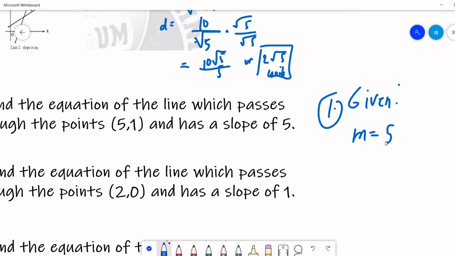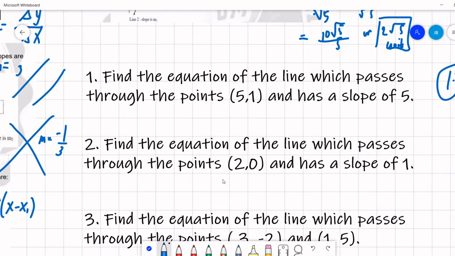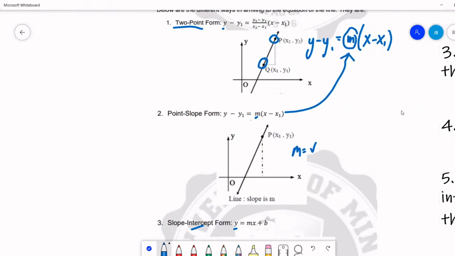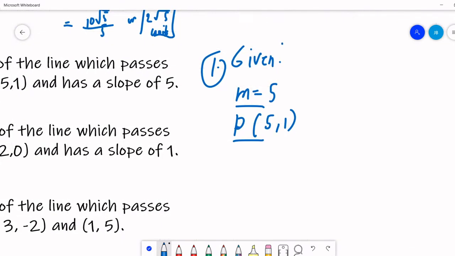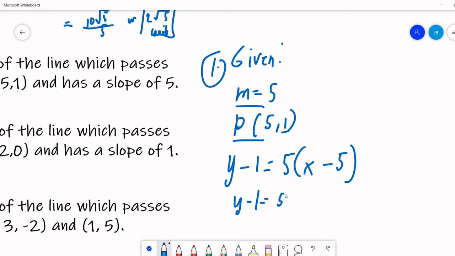So, basically, number 1 has a given m, which is 5, and point, which is 5, 1. So, notice that this is a point and a slope form. Kung gani ng point slope form, how to find the equation? So, point slope form has a formula, which is this one. So, therefore, you can already find the equation with these two given here, which is y minus y sub 1, which is 1, is equal to 5 times x minus x sub 1, which is 5. So that's y minus 1 is equal to 5x minus 25. Simplify this equation.